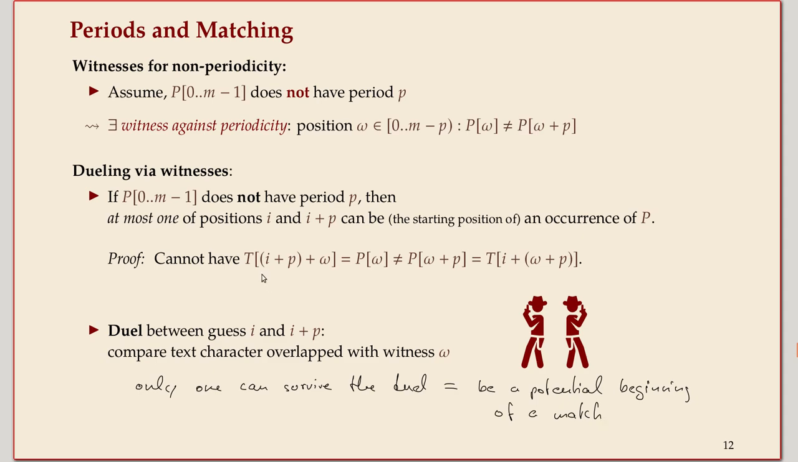And what we do is essentially this comparison here. We take the two positions, we take this position in the text, i plus p plus omega, and then we compare this position with the two positions in the pattern, and that eliminates one of the two.